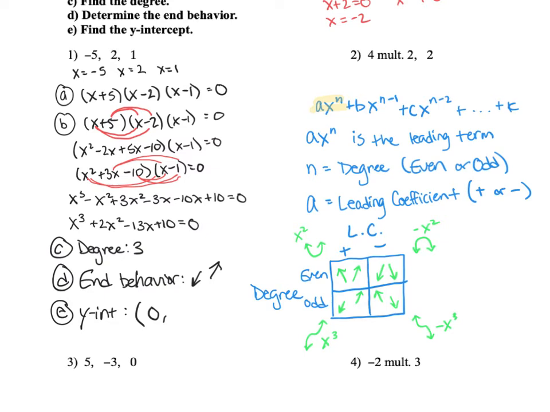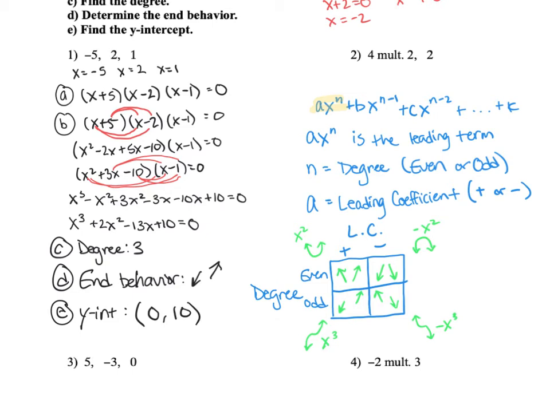So you can pretend as if you're plugging in 0 for all of the x's. Well, if you plug in 0 for all the x's, they're just going to go away and you're left with the 10.